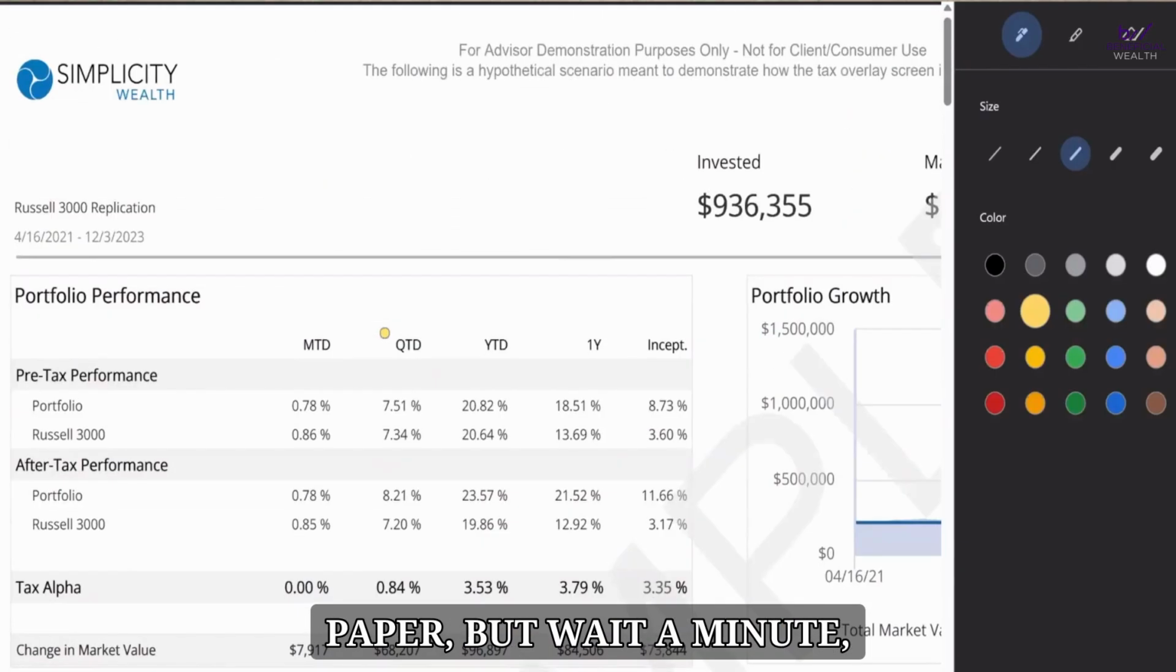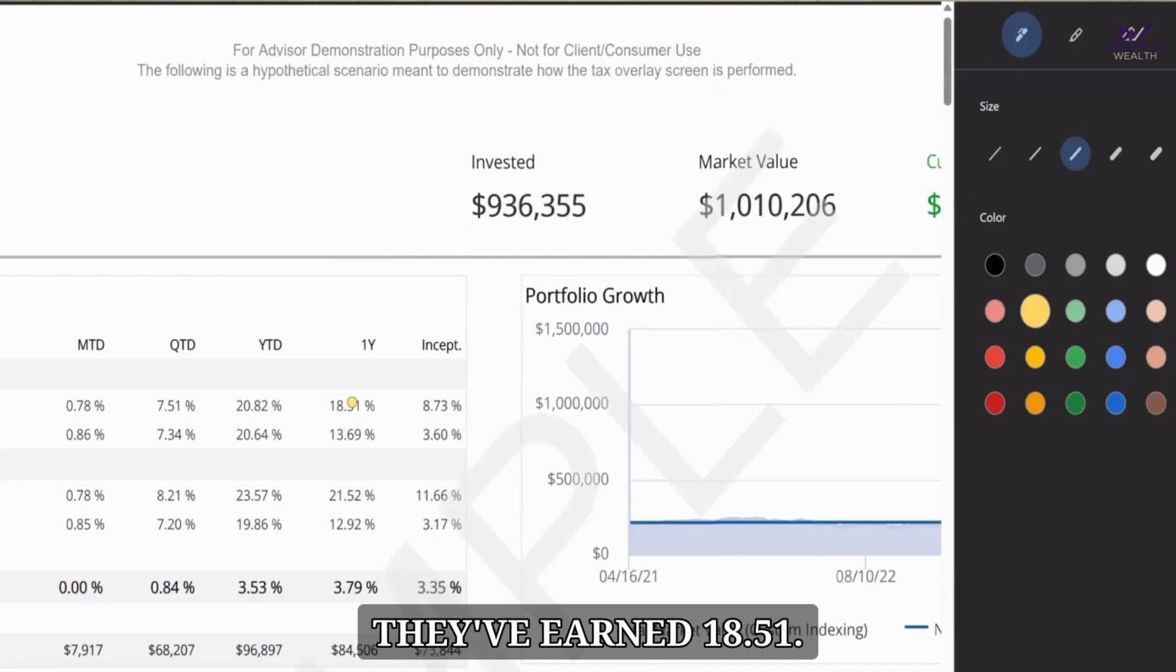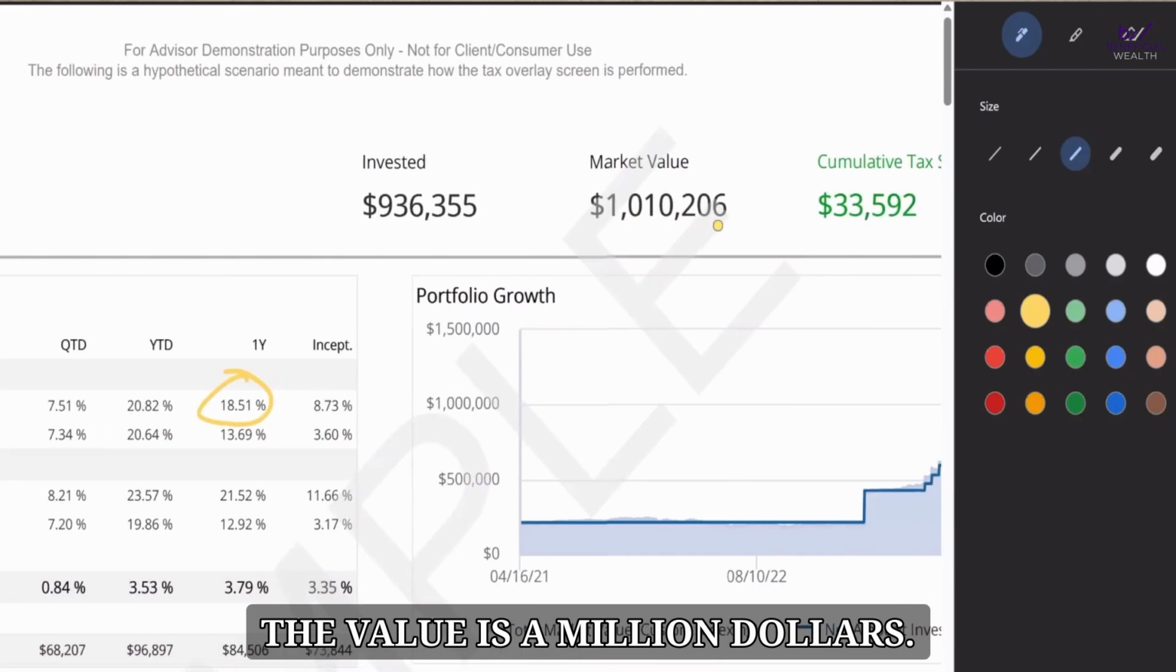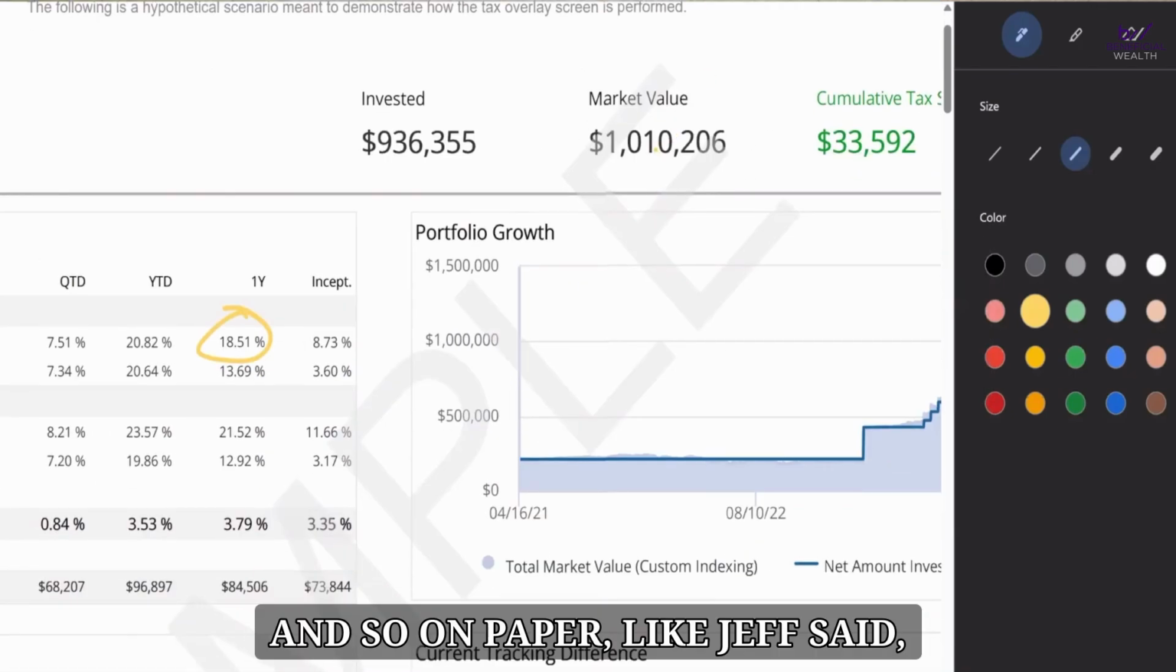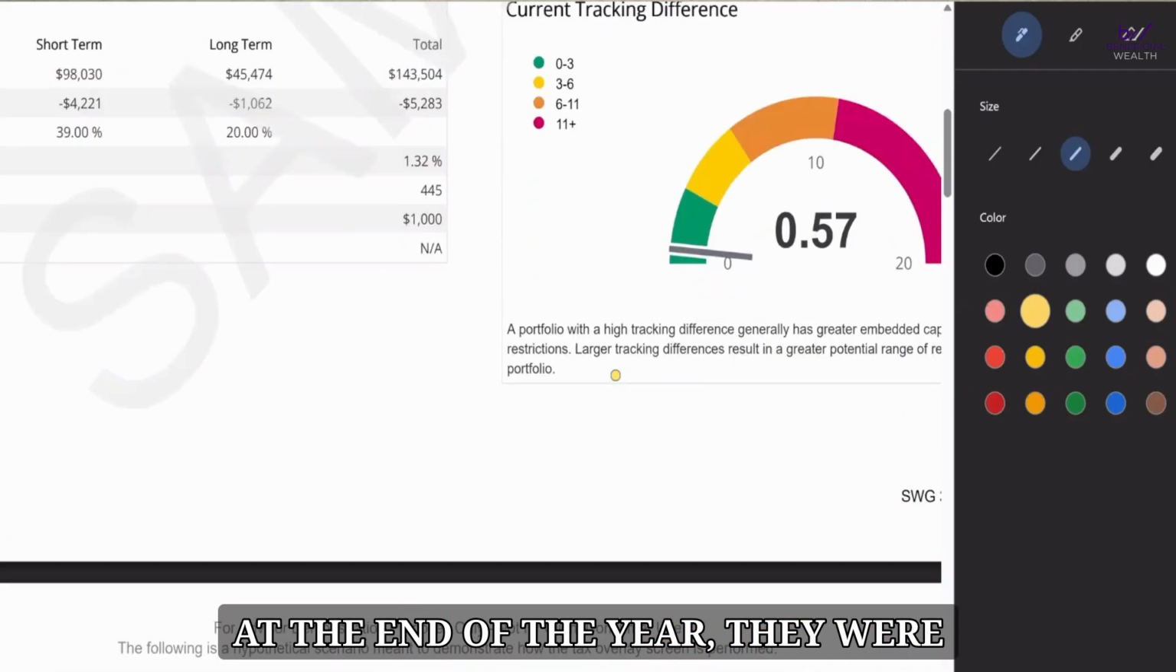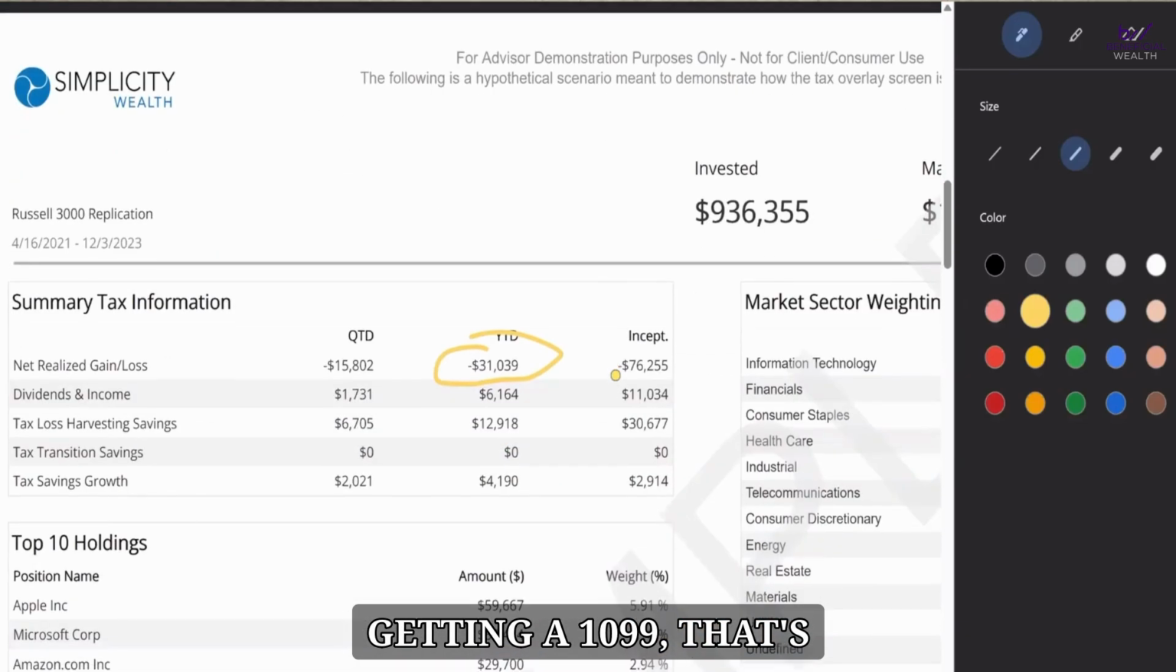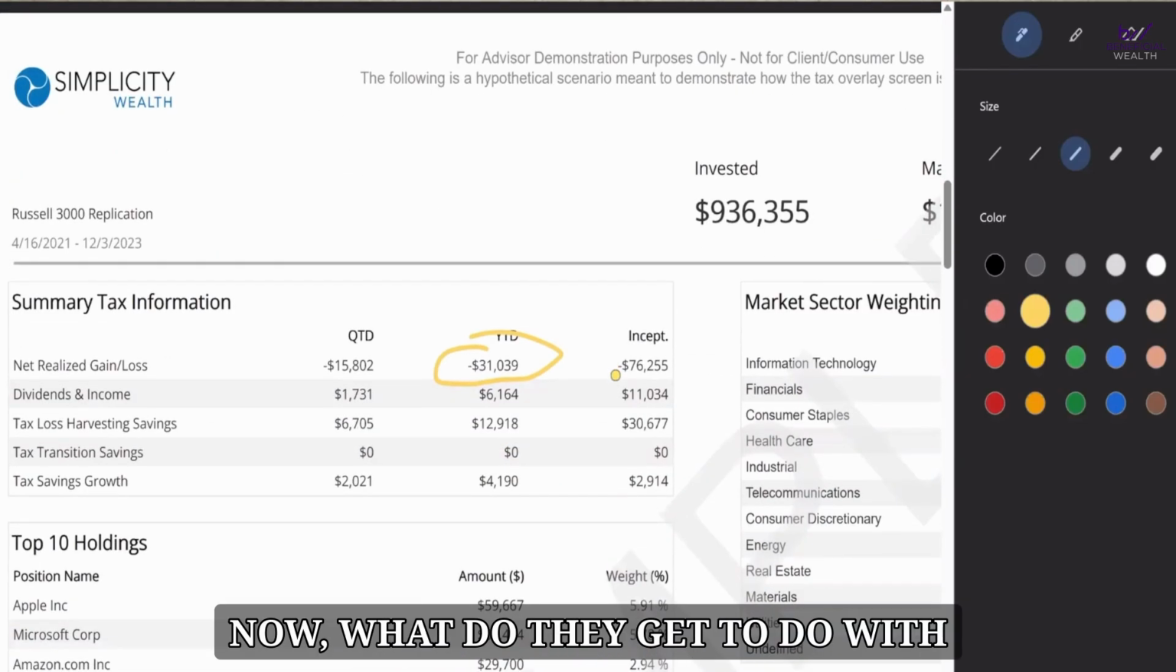But wait a minute. They've earned 18.51%. The value is $1 million. And so on paper, like Jeff said, at the end of the year, they're getting a 1099 that's showing a loss. Now, what do they get to do with that?